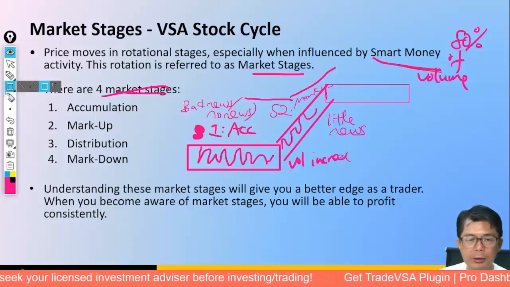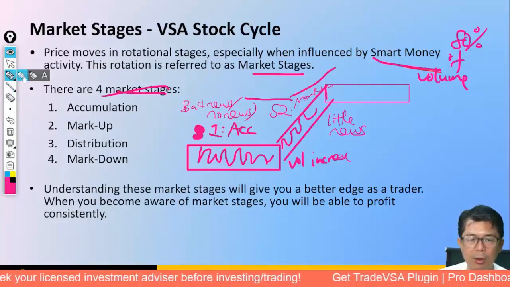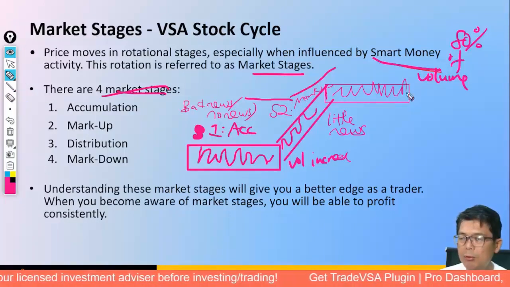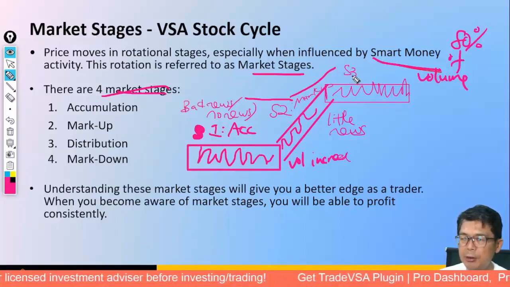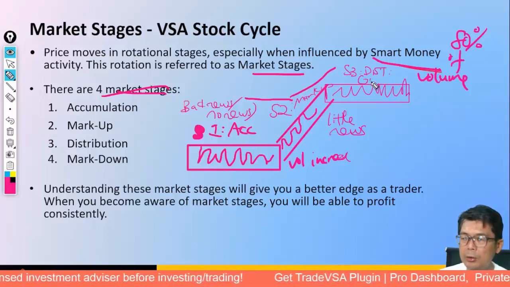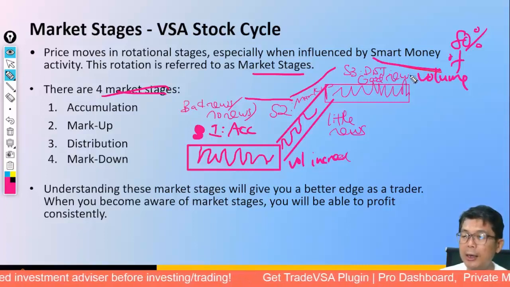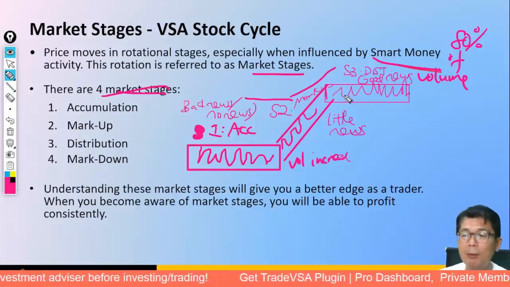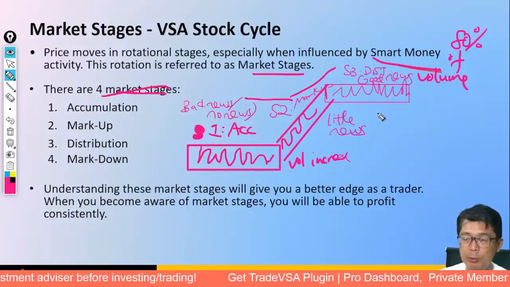Stage 3 is where we have a lot of good news. A lot of good news here. The market will move. Here we have stage 3 distribution, and we will see lots of good news. This is where generally the unsuspecting public will be buying in. But guess what? The smart money will actually be distributing.